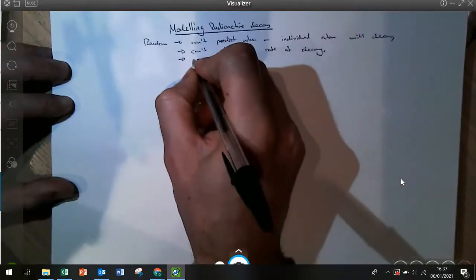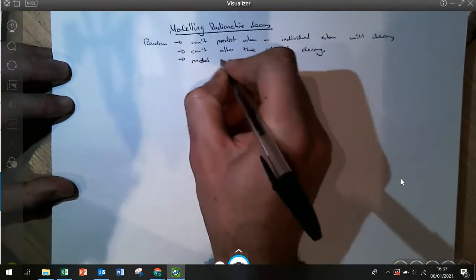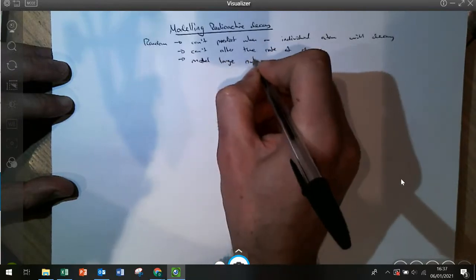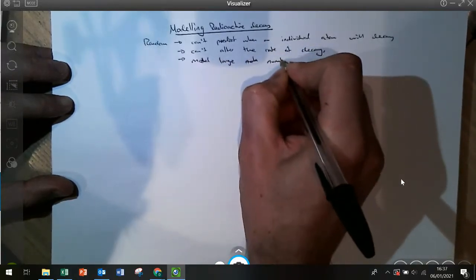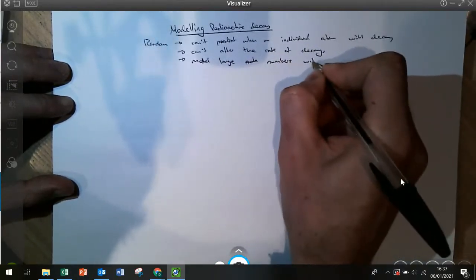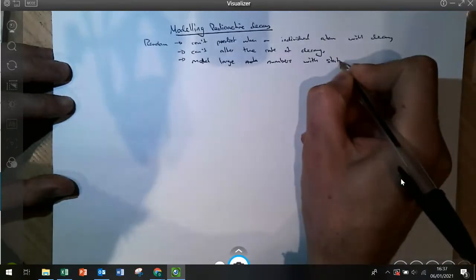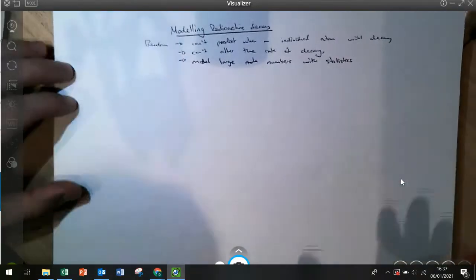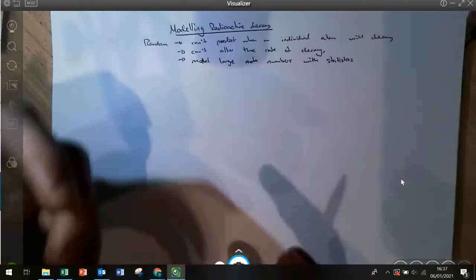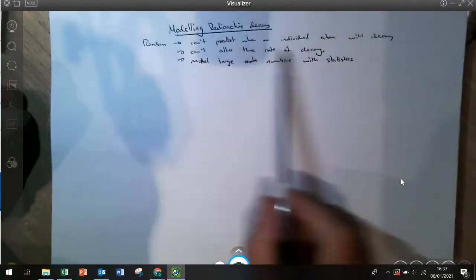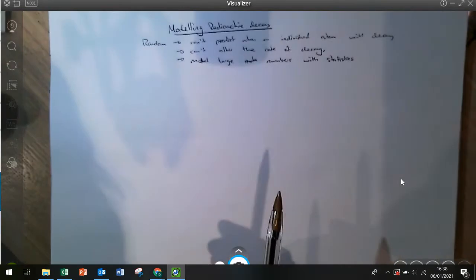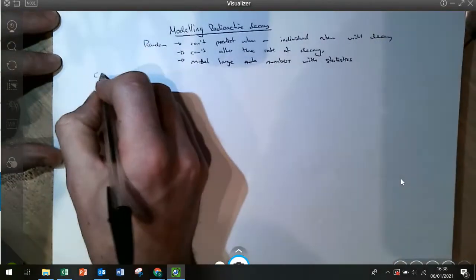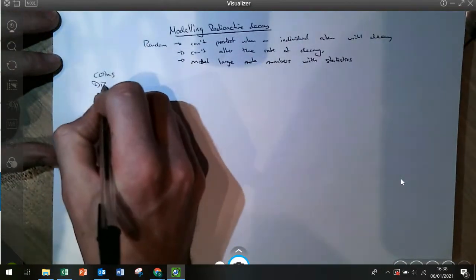But what we can do is model large numbers with statistics. So there's loads of nice links here to modelling other things, modelling biology, modelling populations, in other areas of science. So there's two main ways to do this. We can do it with coins or we can do it with dice.